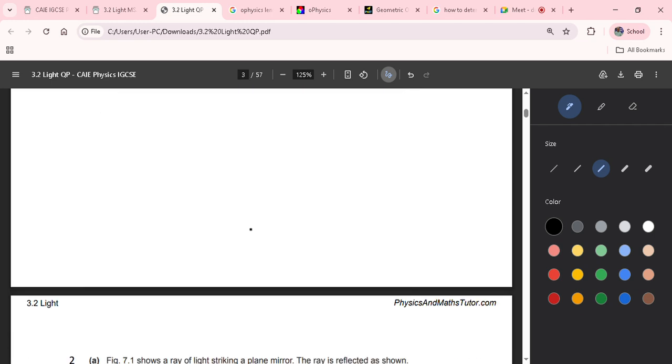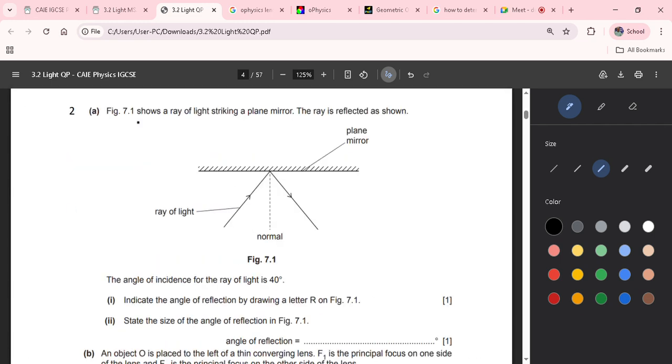Okay, now we go to the next question. Figure 7.1 shows a ray of light striking a plane mirror. The ray is reflected as shown. Like this, the incident ray is going, this is the plane mirror, of course it will be reflected. This is the normal. The angle of incidence for the ray of light is 40. Where is the angle of incidence? The angle of incidence is the angle between the incident ray, which is this one, the ray when it comes, and the normal. So we can note this as 40 degrees.